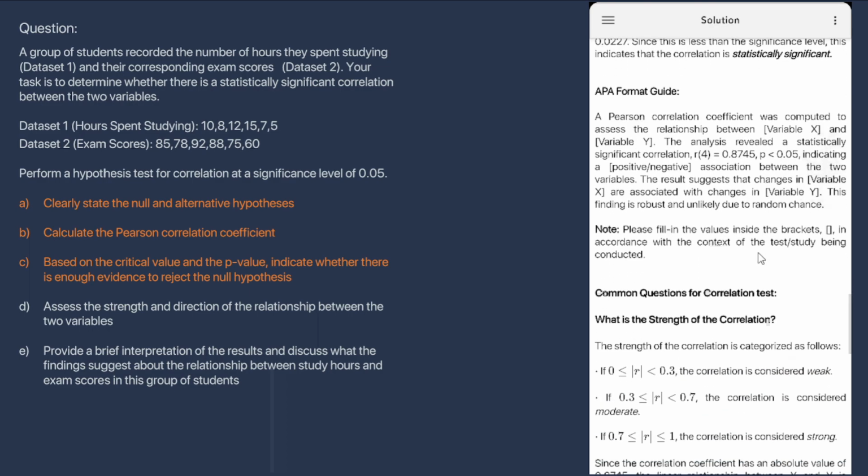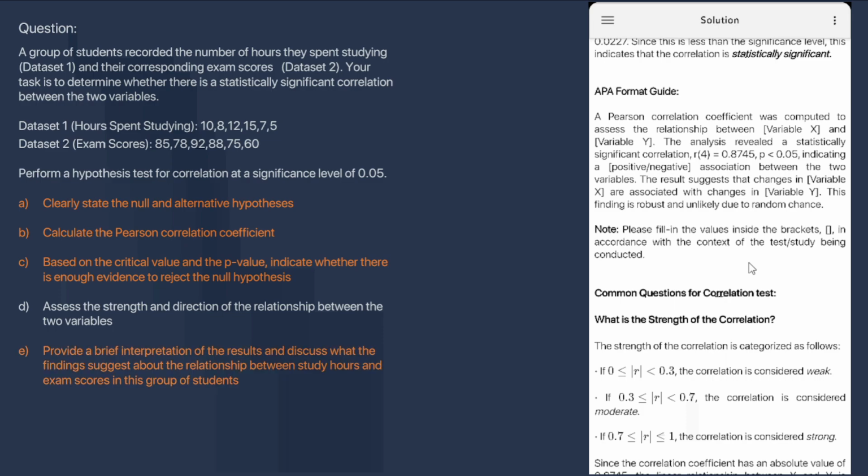We also included an APA format guide. So a Pearson correlation coefficient was computed to assess the relationship between the number of hours spent studying and the corresponding exam score. The analysis revealed a statistically significant correlation, with the sample correlation coefficient with 4 degrees of freedom equal to 0.8745, which is a p-value that is less than 0.05, indicating a positive association between the two variables. The result suggests that an increase in the number of hours spent studying is associated with an increase in the exam score. This finding is robust and unlikely due to random chance. We have provided a brief interpretation of the results and discussed what the findings suggest about the relationship between study hours and exam scores in this group of students.